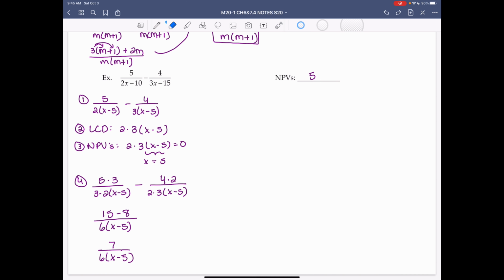Step 5, can we factor this at all? No. Can we reduce it at all? No. 6 and 7 cannot be simplified. So this is our final answer.